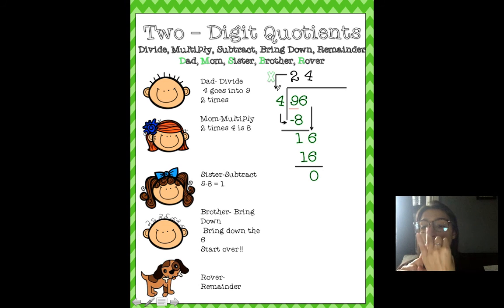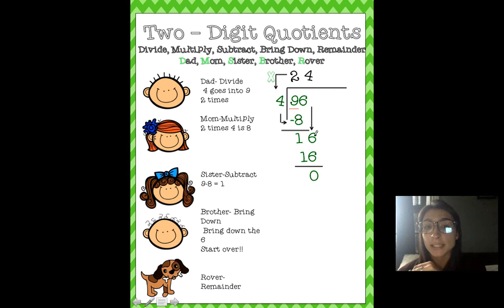So we know 4, 8, 12. So 12 is too much, so we would use 4, 8. We would put our 2 at the top. Then we multiply 2 times 4 equals 8. We want to have that lined up with our 9 because we're only working with the 9. 9 minus 8 equals 1. Now this is when you would bring down that 6.